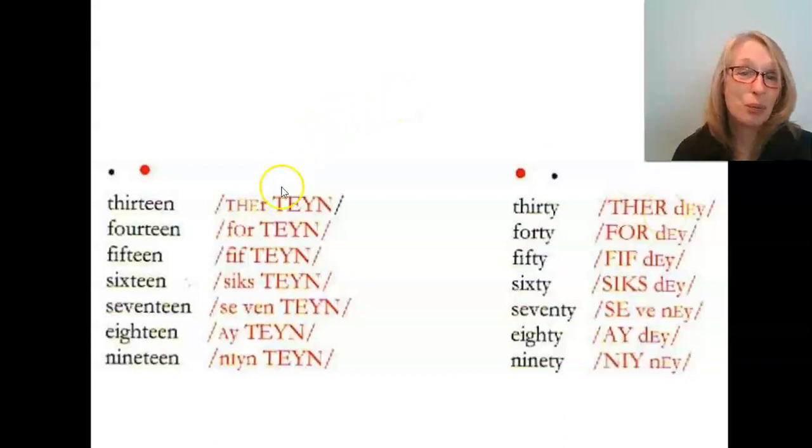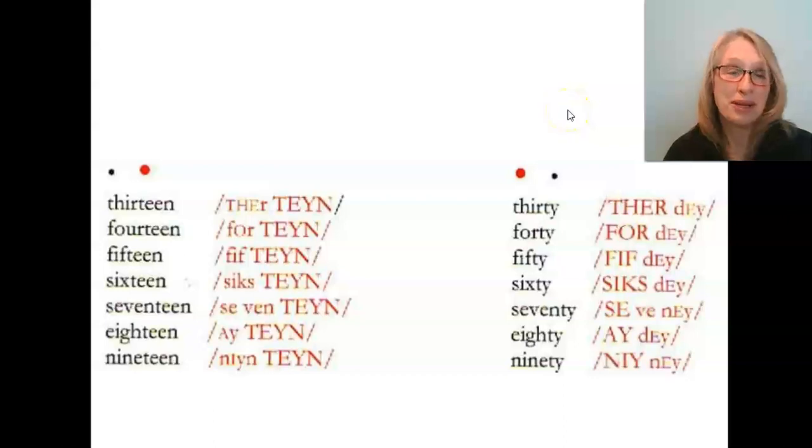Great. Now we're going to go back and forth. We'll say this, then this. 14, 40, 15, 50. Okay, you ready? We'll do it kind of fast and practice T or D. If you hear a T, you know that it starts with a 1. If you don't hear a T, it sounds like a D or nothing, you know that it is ending in a 0. So let's try this. 13, 30, 14, 40, 15, 50, 16, 60, 17, 70, 18, 80, 19, 90. Great. One more time.